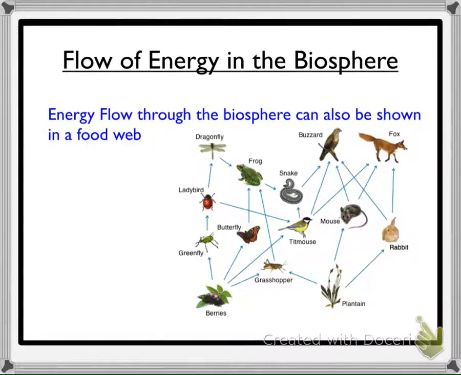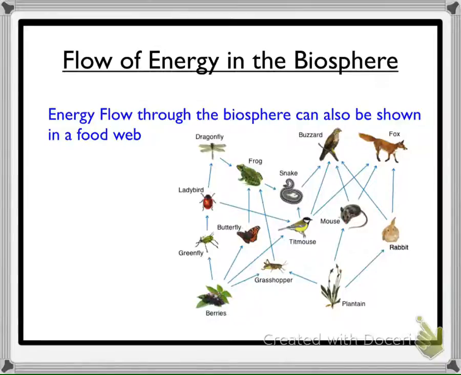Now, food chains are an excellent way to observe the one-way flow of energy through the biosphere. However, they're really not complicated enough to show us the big picture of what's going on in an ecosystem, and that is where a food web comes in. So a food web is a bunch of food chains stitched together that show us the big picture of what's happening in an ecosystem.